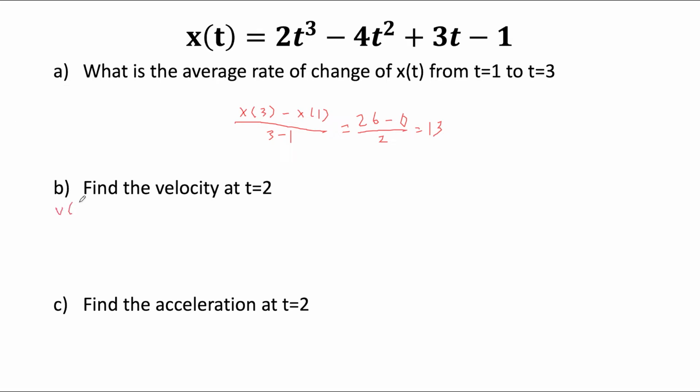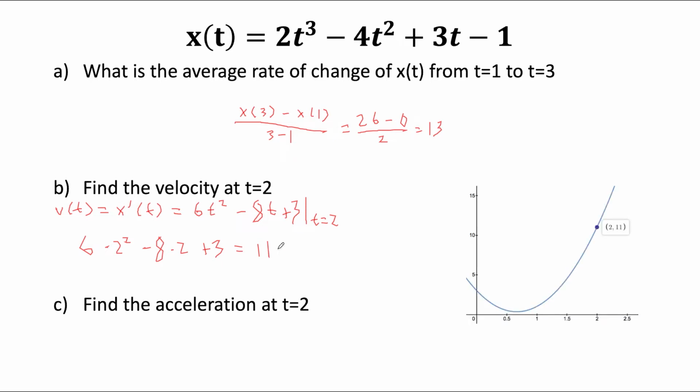So, of course, v of t is just the first derivative of x of t, which equals 6t squared minus 8t plus 3, evaluated at t equals 2. If we do the algebra, that is 6 times 2 squared minus 8 times 2 plus 3, which is 11. Pretty close to our original 13 that we got for the secant line.